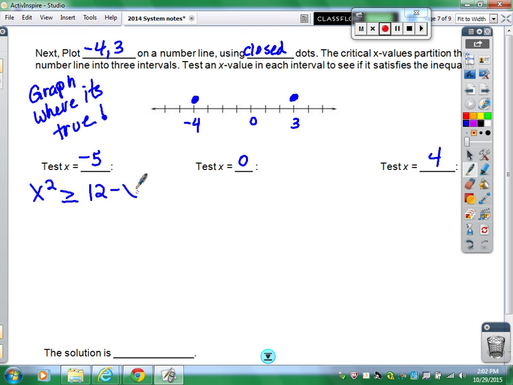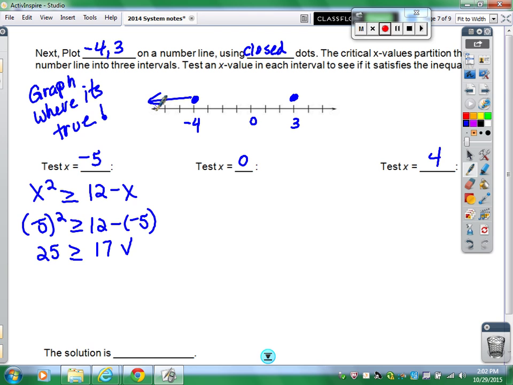This is where that greater than or equal to sign's coming in. And we're going to test to see if we get it when we plug in -5, whether we make this true or false. So -5 squared greater than or equal to 12 minus -5. So 25 greater than or equal to 17. Well, that's a true statement. That means I'm going to graph to the left of -4.